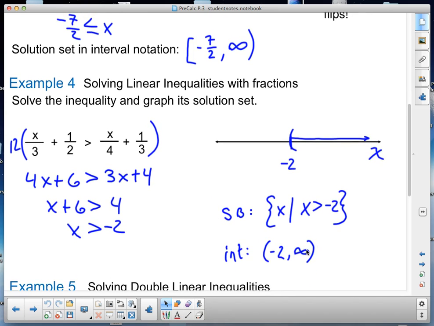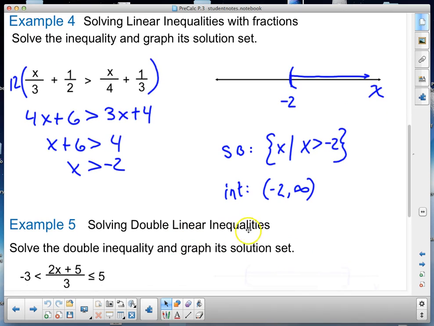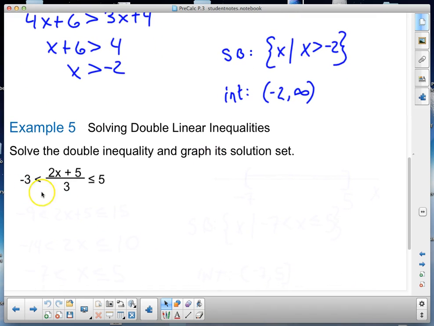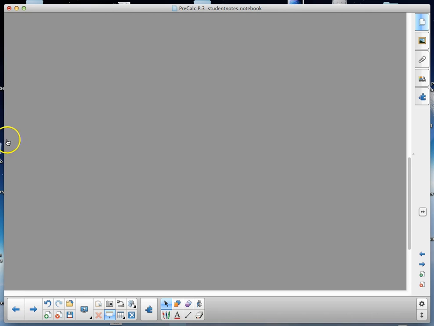Let's look at our next problem in 5. Solving double linear inequalities. We're going to solve the double inequality and graph its solution set. Remember, a double, whatever I do to one side, I do to another. But let's try to make sure this is as clear as mud maybe. But let's see if this will help.